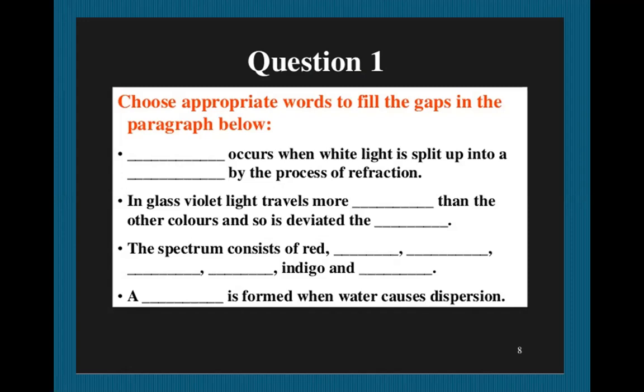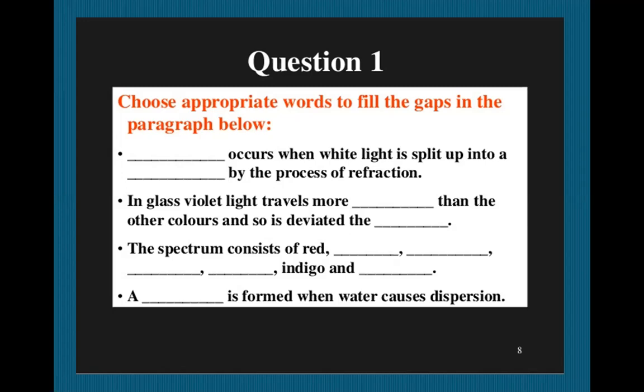In glass, violet light travels more slowly than the other colors. So it is deviated the most. As you have seen in the spectrum, the violet color is at the end. So it has more speed than the other colors. Sorry, it has less speed, so it is deviated the most.